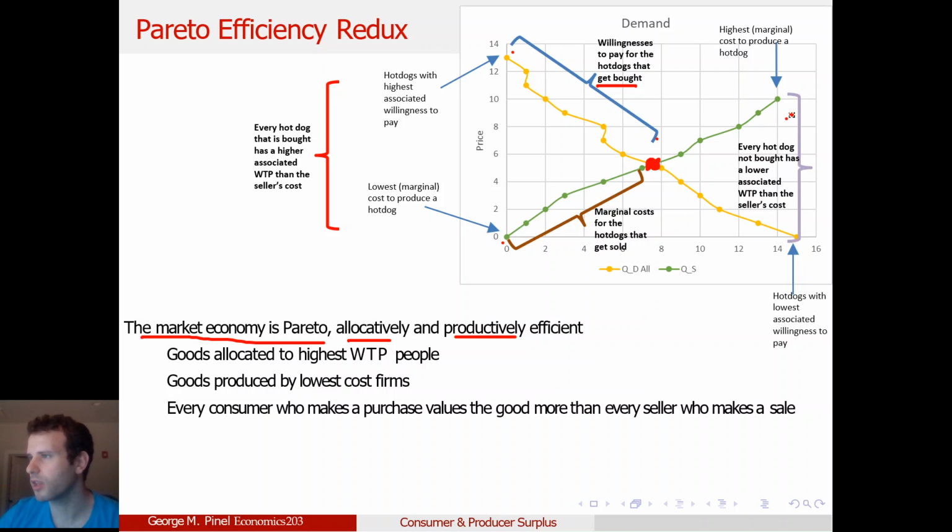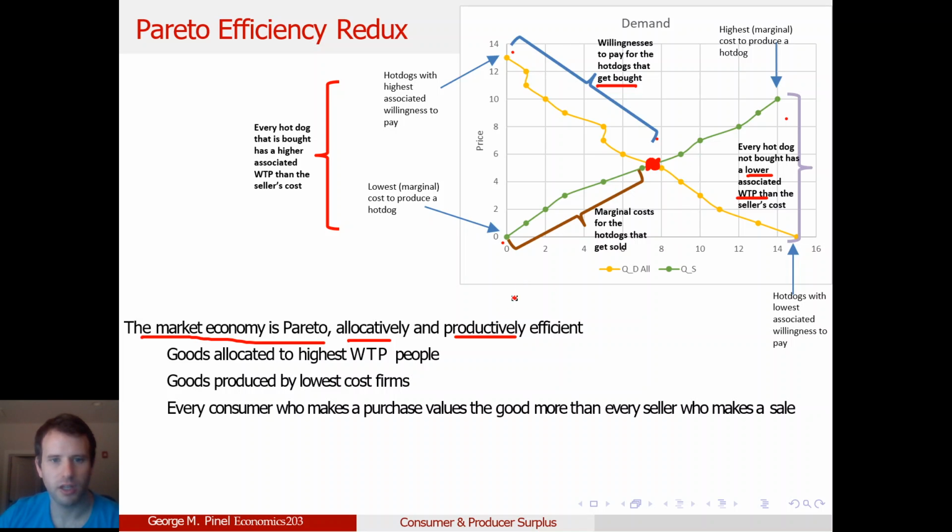Okay. Over here, we have every hot dog that's not being sold. And those are not being sold at a lower willingness to pay than the seller's cost. Okay. So these are the costs associated with the seller. These are the willingness to pay. So for this consumer, he has a lower willingness to pay than the seller who would sell it to him. Okay. So in that sense, it's allocatively efficient.